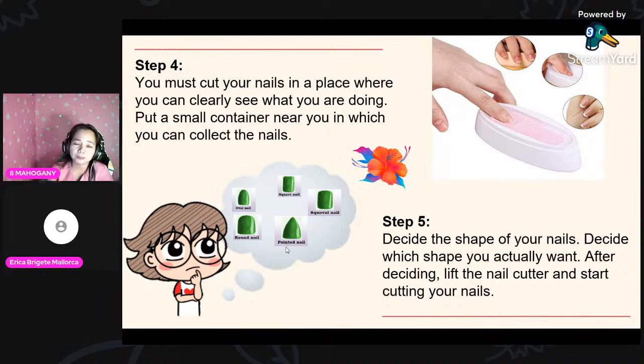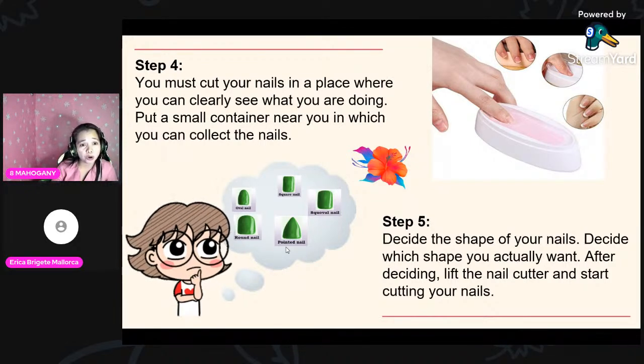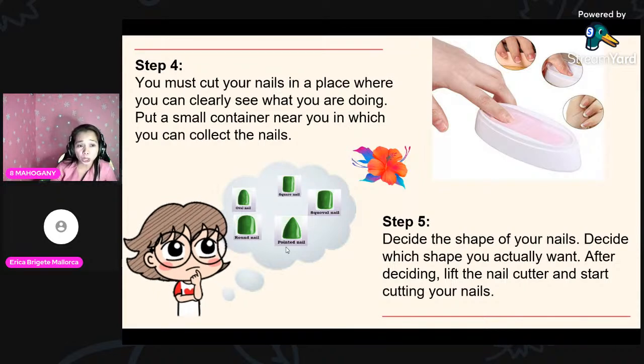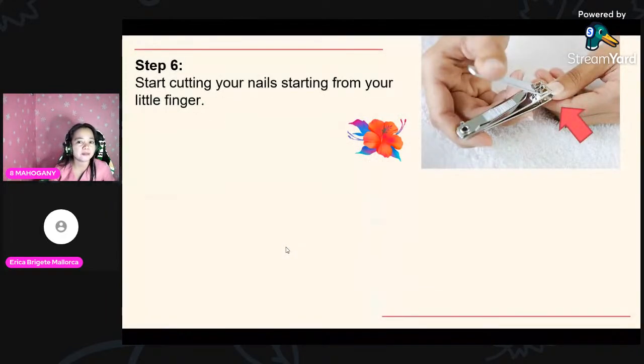Okay? So lalo na po, pag nasa salon tayo, nail salon, pag sinasabi ng customer ninyo, gusto ko po na gawing oval nail yung shape ng kuko ko. So kailangan yung mga manicurist doon alam kung paano gawing oval nail yung nail ng request ng guest or the customers. Decide which shape you actually want. After deciding, lift the nail cutter and start cutting your nails. Ayan. So next, how about number 6?